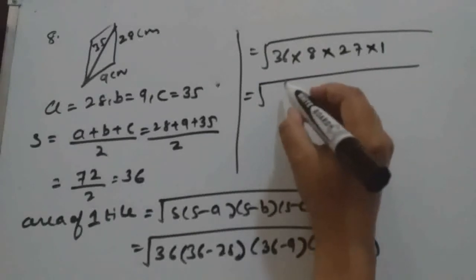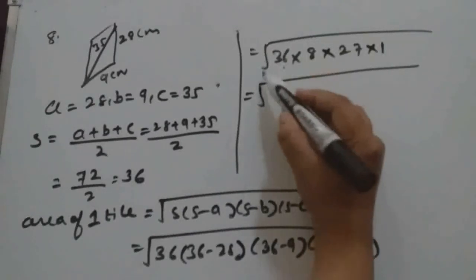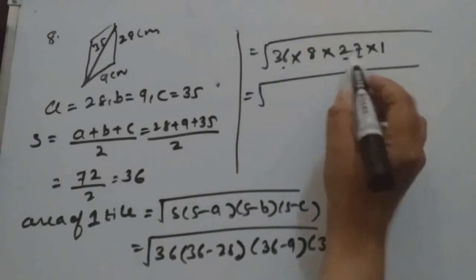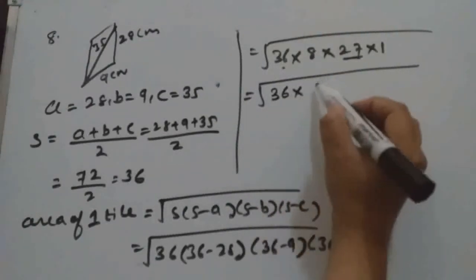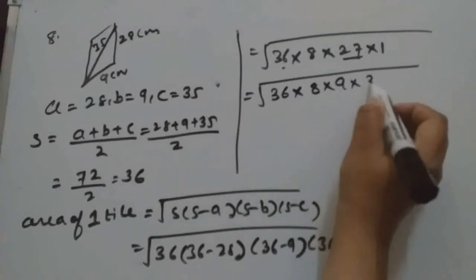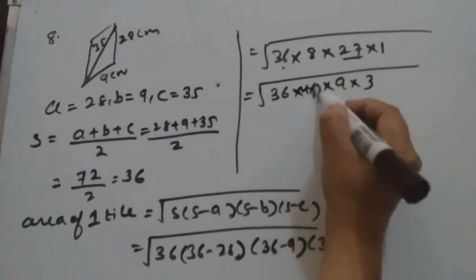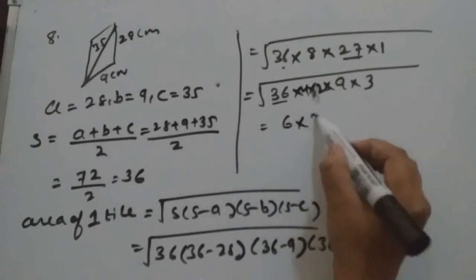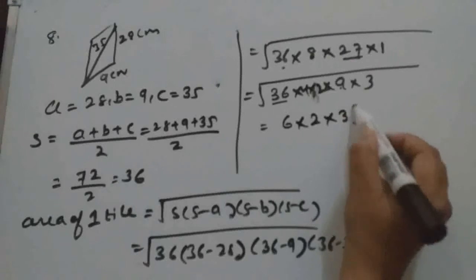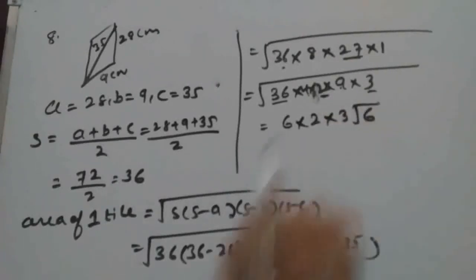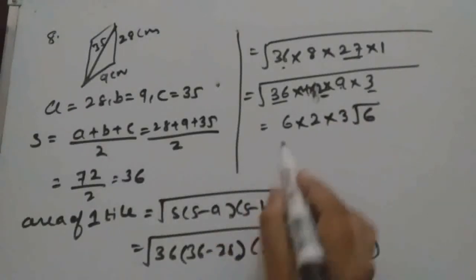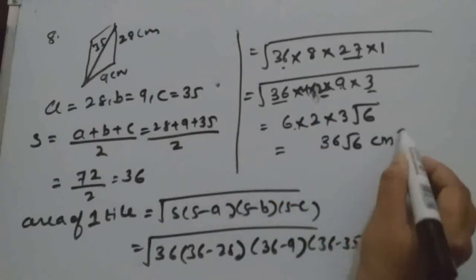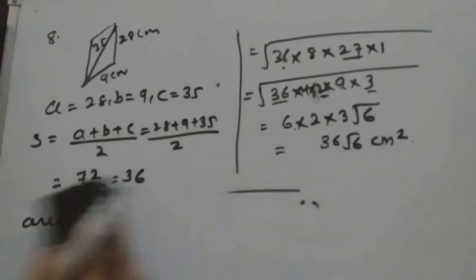See, the square root of 36 will come out. This 27 we can write as 9 into 3. 8 we can write as 4 into 2. So the square root of 36 is 6. Square root of 4 is 2. Square root of 9 is 3. 3 and 2 will remain inside. That will be 6 only. So what will we get? 36 root 6 centimeter square is the area of one tile.